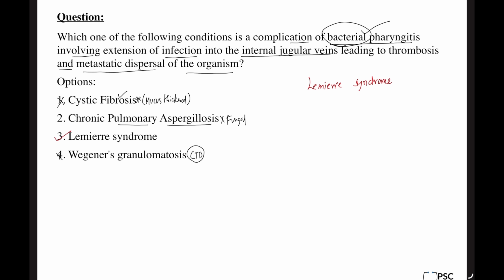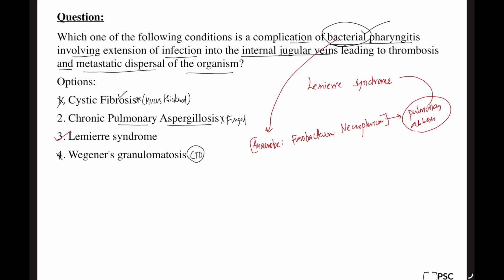so the question is, which of the following condition is a complication of bacterial pharyngitis? So the bacteria which I am talking about here is an anaerobe. The name of the bacteria is Fusobacterium necrophorum. Okay, so this Fusobacterium necrophorum, which is an anaerobe, actually leads to pulmonary abscess. Okay, pulmonary abscess, the causative agent for pulmonary abscess. So these pulmonary abscesses are the cause of Lemierre syndrome.